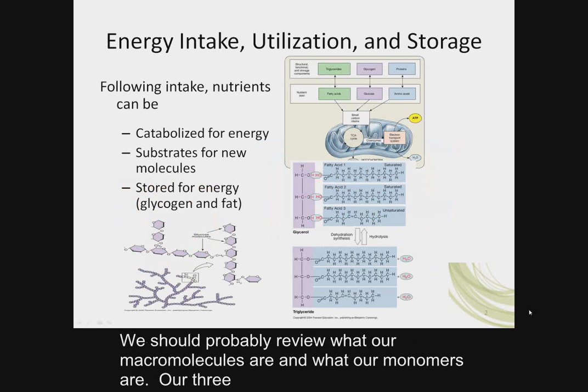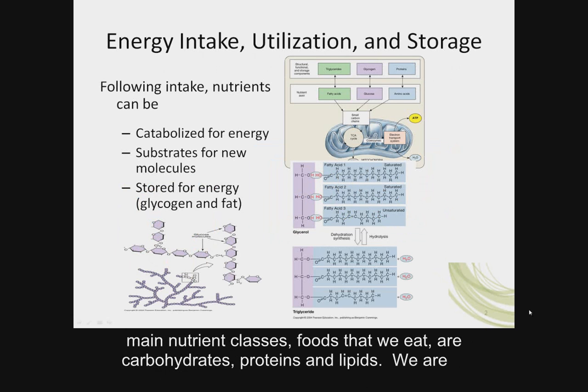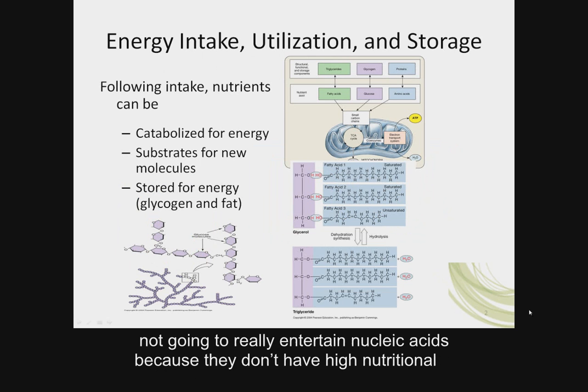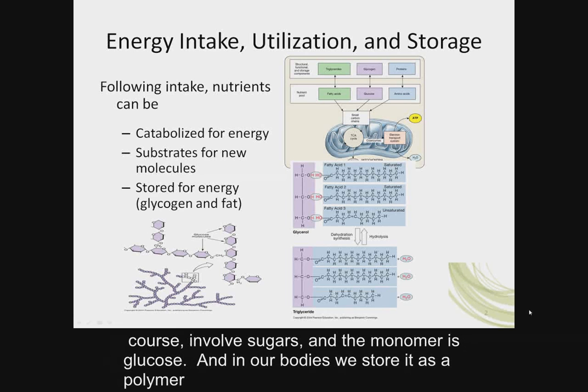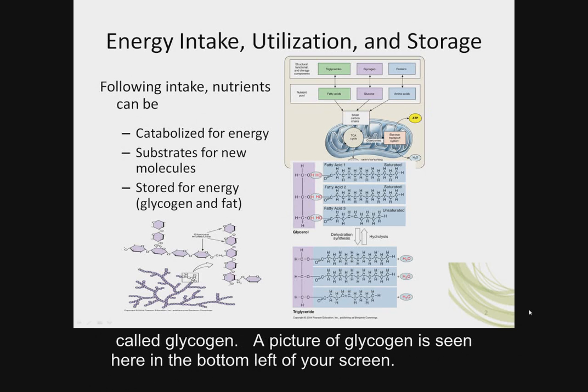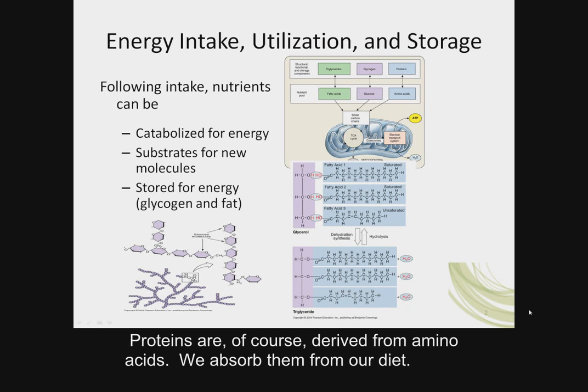We should probably review what our macromolecules are and what our monomers are. Our three main nutrient classes, foods that we eat, are carbohydrates, proteins, and lipids. We are not going to really entertain nucleic acids because they don't have high nutritional value, and you really don't store them to use for energy sources. Carbohydrates, of course, involve sugars, and the monomer is glucose. And in our bodies, we store it as a polymer called glycogen. A picture of glycogen is seen here in the bottom left of your screen.